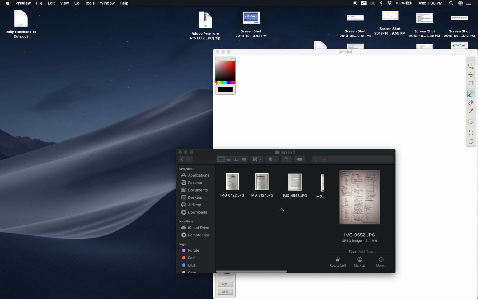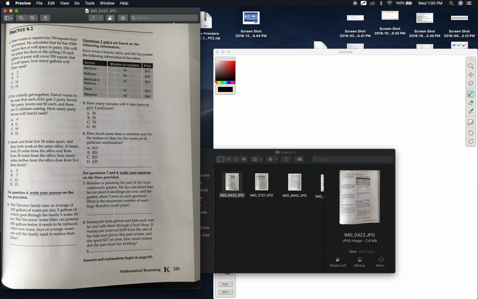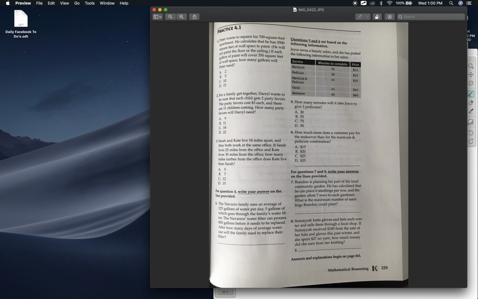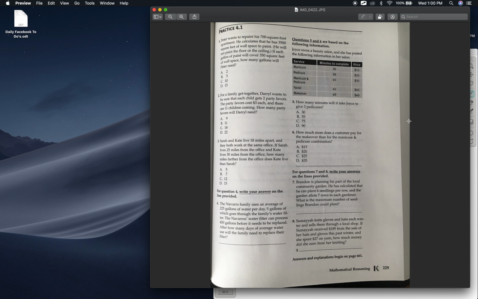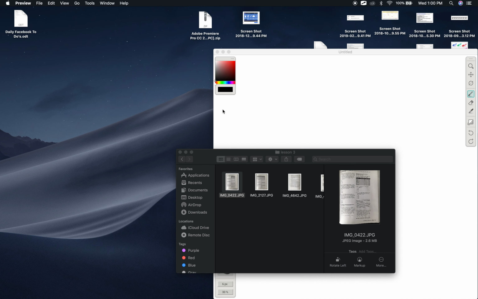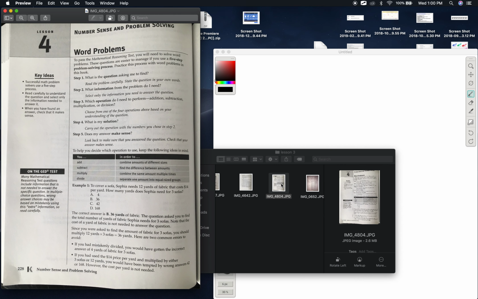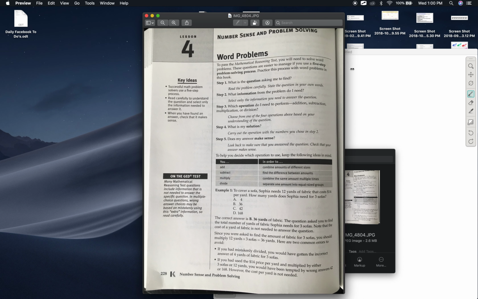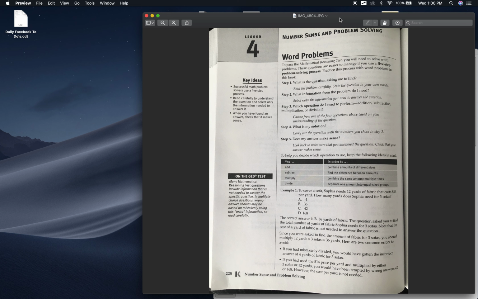Okay, let's go ahead and get started. As you can see here, this is practice 4.1. Actually, this is not the first page. Sorry about that, I seem to do that often. I believe that this is the first page here. Yes, it is. Perfect. Okay, so word problems.